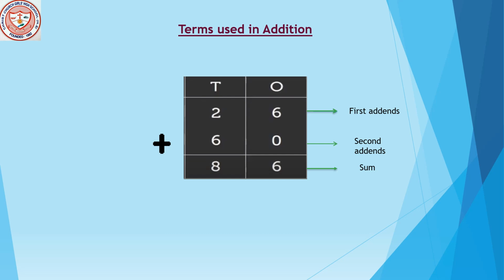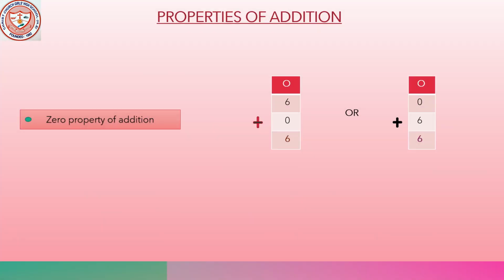Now, let us revise the properties of addition. Tell me, how many properties of addition are there? How many? Tell me. Yes, very good. There are two properties of addition. Number one, zero property of addition. What is zero property of addition? When 0 is added to any number, or any number is added to 0, the sum is the number itself.